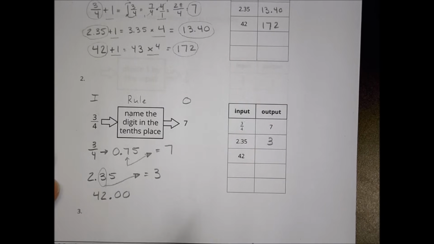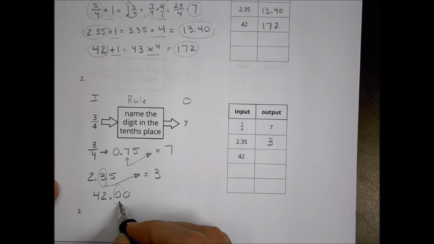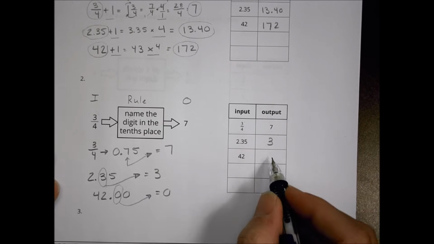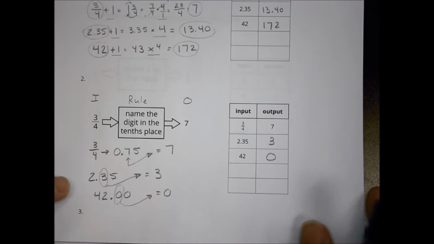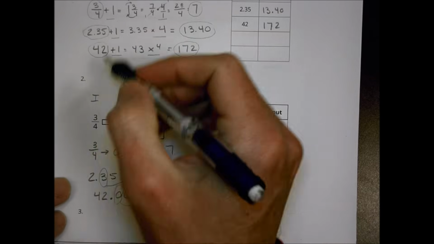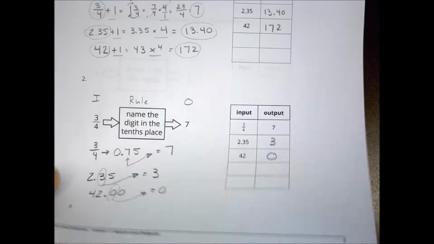If we want to add some zeros there, we look for the digit again in the tenths place, which is here, and that's a 0, so we would say 0. And again, you could think of a couple of the numbers there to put in those places as well. So this is another rule. Again, same input each time, but when you change the rule, it changes the output. Let's look at the next page.